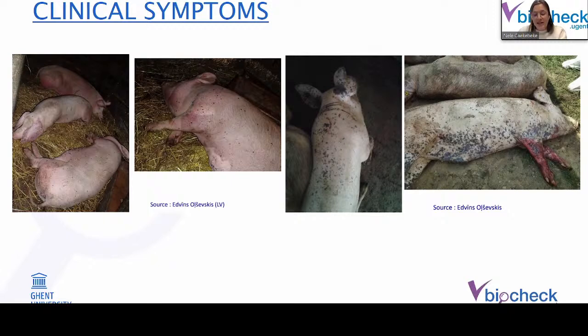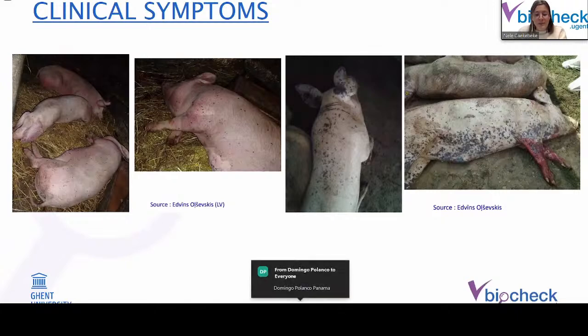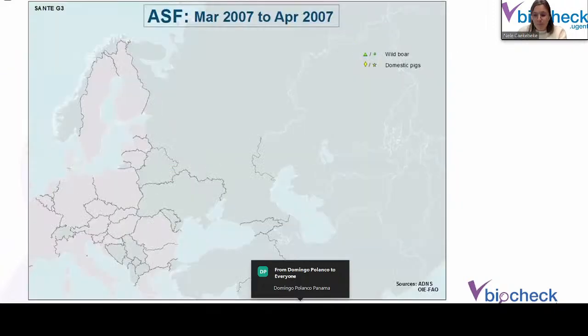But typically some of the things that we tend to see are a high fever, weakness of the animals, a loss of appetite, abortion in our sows, and also the typical hemorrhagic lesions on the ears or on the abdomens of the animals.